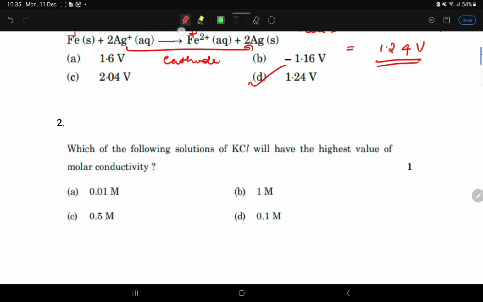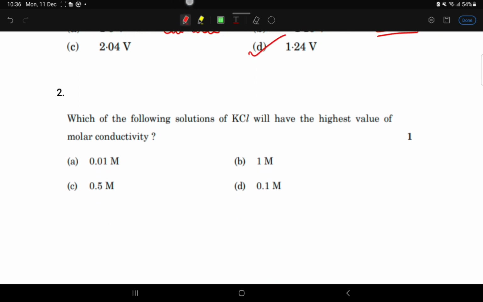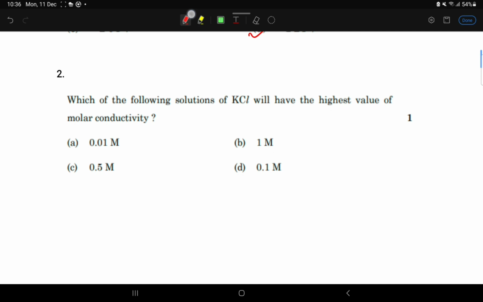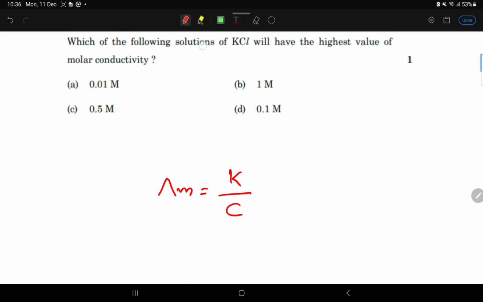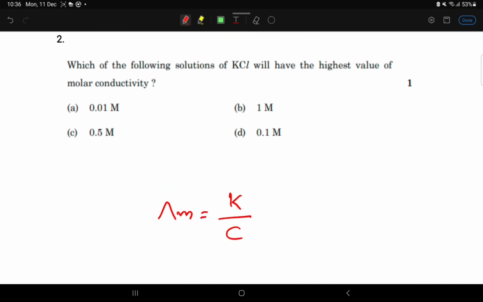Which of the following solutions of KCl will have the highest value of molar conductivity? We know molar conductivity is equal to K by C. So as concentration increases, molar conductivity decreases, or molar conductivity and concentration are in inverse proportion. So least concentration, highest molar conductivity. So our option is A.